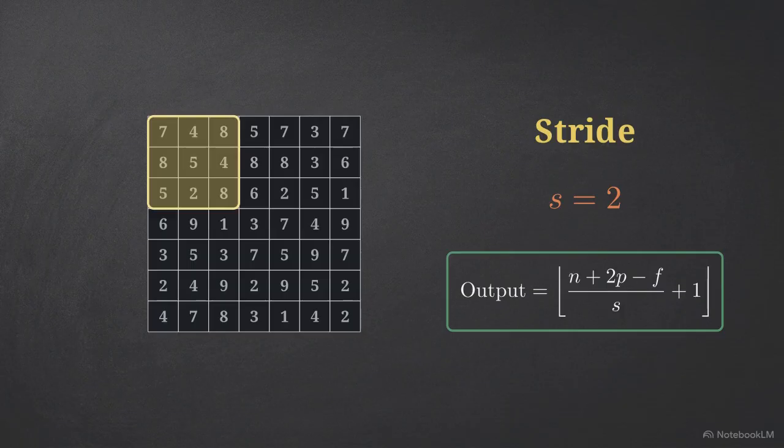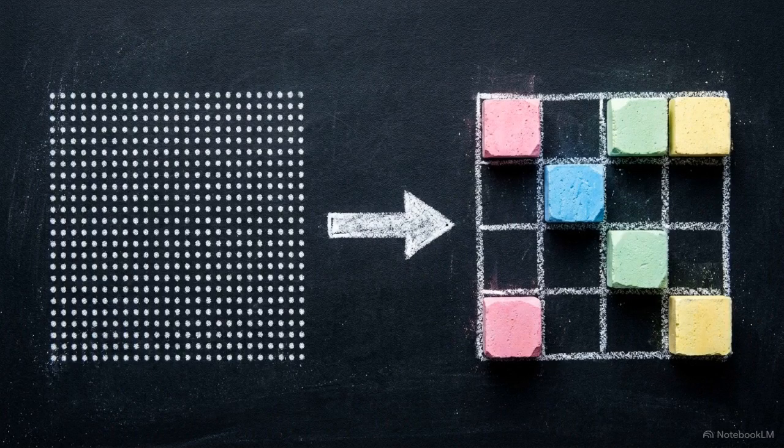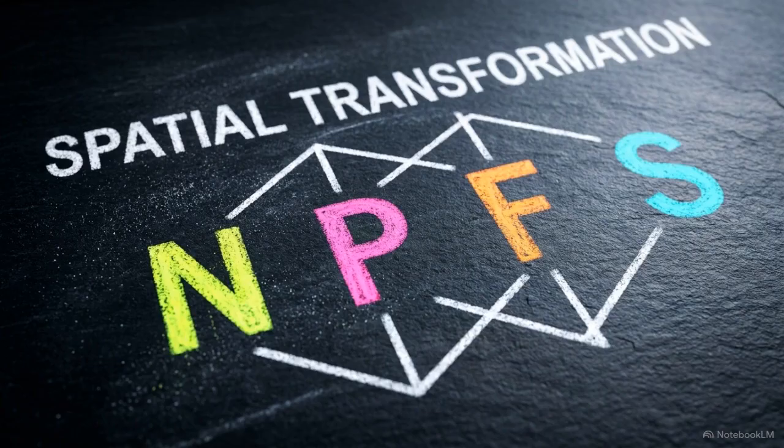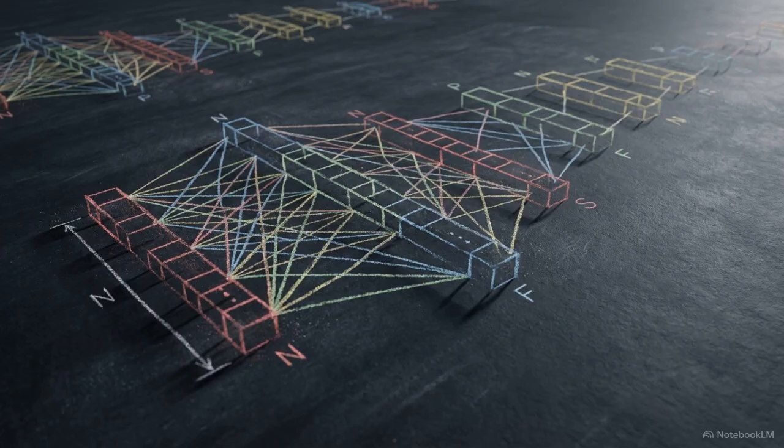If we set the stride to 2, the kernel shifts by 2 units per calculation, deliberately skipping over intermediate columns and rows. By forcing the kernel to take larger steps, a stride greater than 1 aggressively downsamples the spatial resolution of the output map. We combine these into a single unified equation, the floor of (n plus 2p minus f) divided by s, plus 1. This master equation governs every single spatial transformation in a convolutional network.